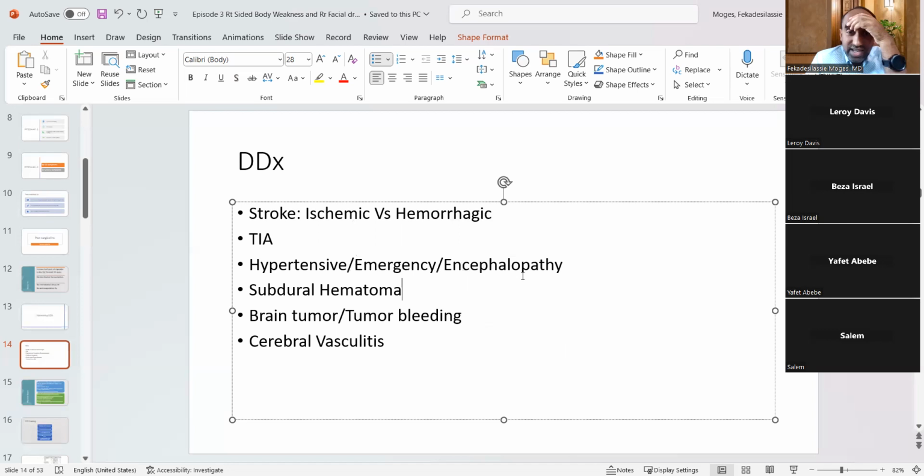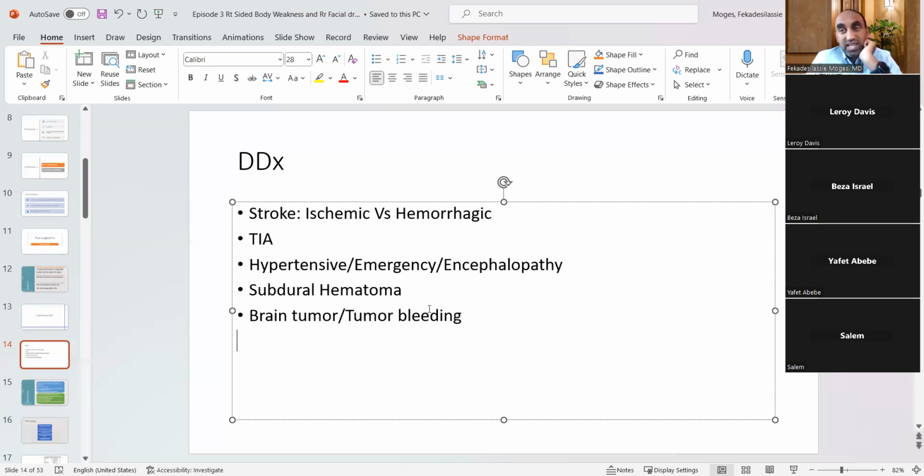Encephalopathy. So what is against that? Do they present with a focal lesion like this? Less likely, right? Cerebral vasculitis is also less likely, so we can remove cerebral vasculitis. This patient doesn't have chronic issues. This is a first presentation. It's less likely for a cerebral vasculitis to just present with sudden onset weakness and all that. So we can kick it out.